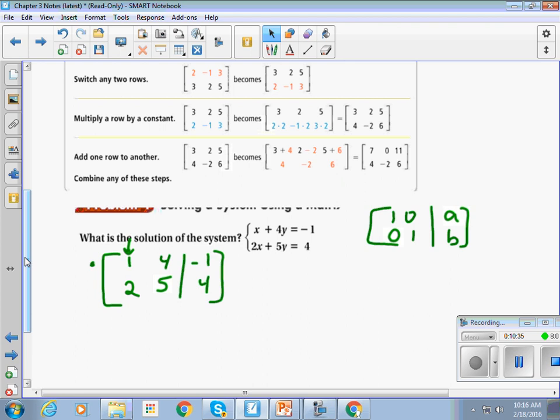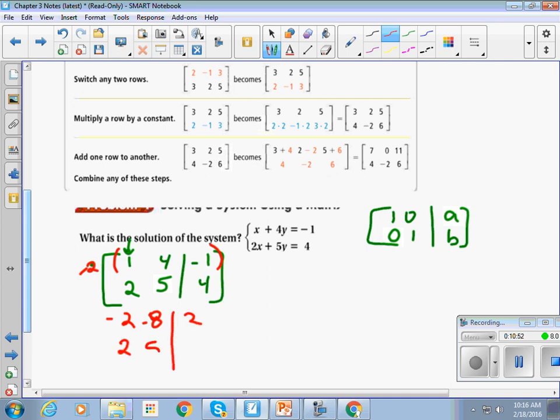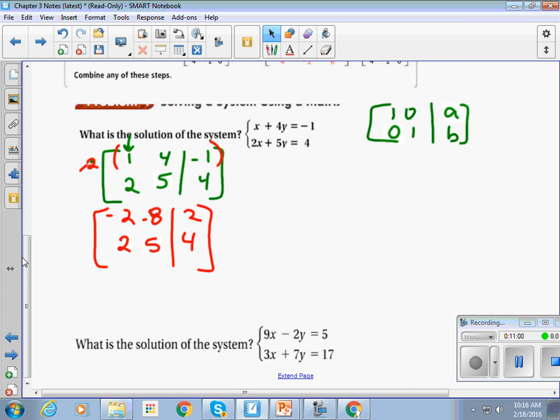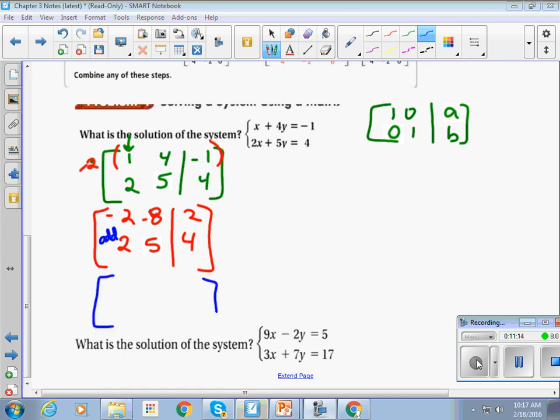So watch what I'm going to do. I'm going to multiply this by -2. So I'm going to get -2, -8, and 2. And I'm going to have my 2, 5, 4 still. So now I'm going to add my 2 rows together and replace my bottom row with the result.